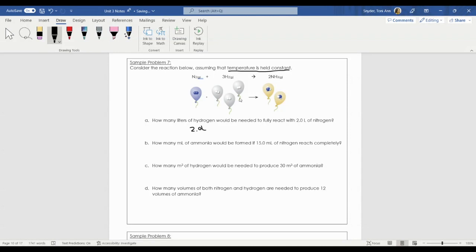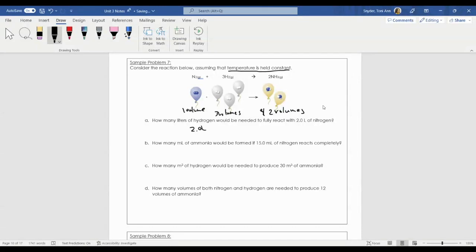I want to know how many liters of hydrogen at the same temperature and pressure would be needed to react with that. If I look at the balanced chemical equation, it looks like 1 mole of nitrogen reacts with 3 moles of hydrogen. So we could also say 1 volume of nitrogen reacts with 3 volumes of hydrogen to produce 2 volumes of ammonia, whatever the volume is. In this case, we're going to say 1 volume is 2 liters.